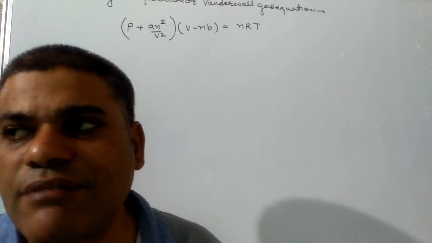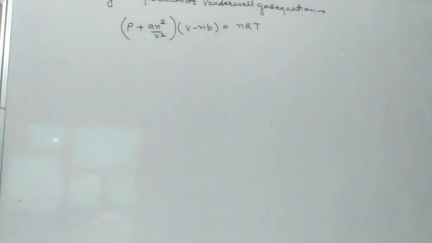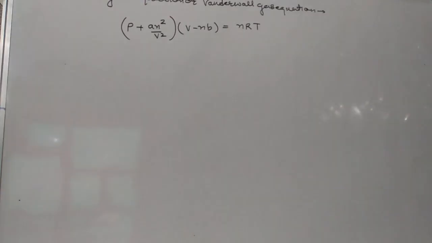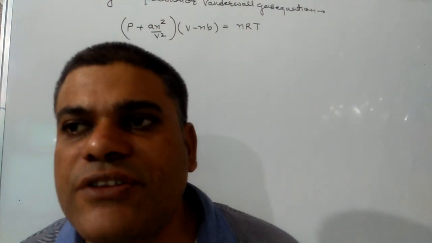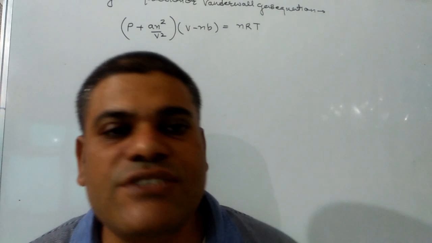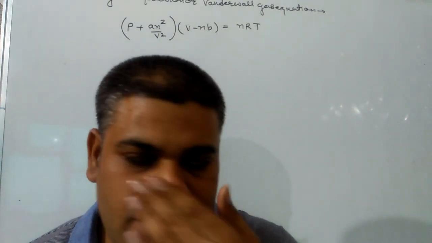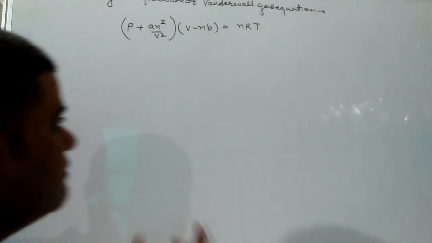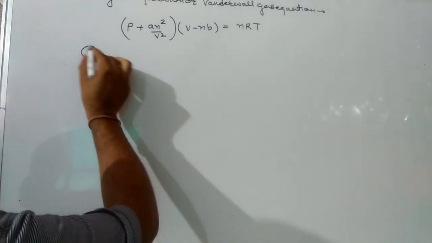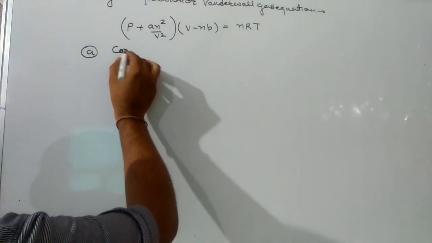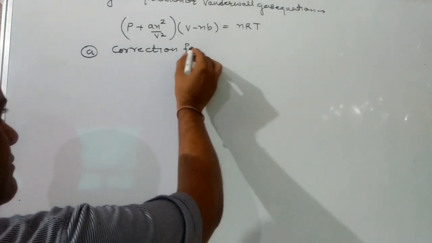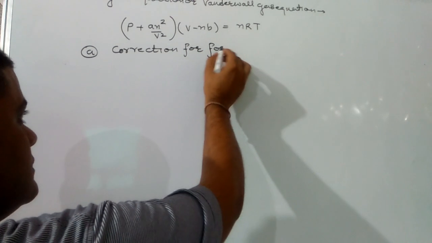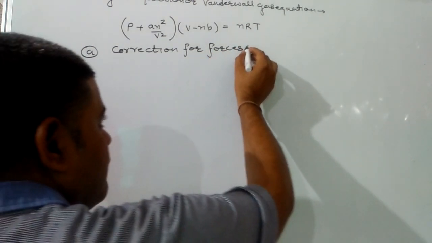This equation was obtained by making corrections in the kinetic theory of gases, and those corrections were made by van der Waals. The first correction was made for the forces of attraction.